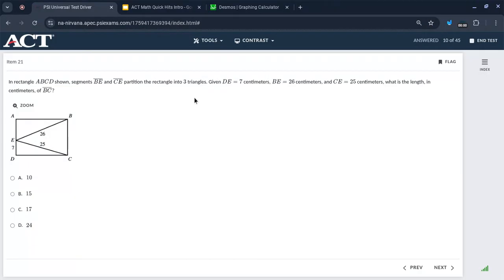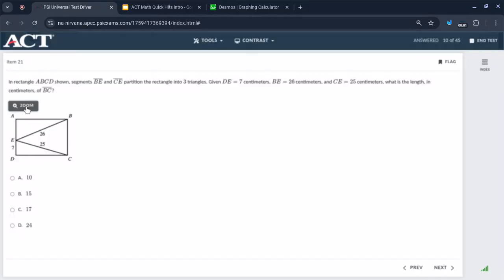All right, so today we have a geometry question here. It gives us a rectangle, and it says these segments BE and CE partition the rectangle into three triangles. Then it gives us the length of DE is 7. It tells us BE is 26 and CE is 25. What is the length in centimeters of BC? So we're trying to find this side of our rectangle here. The fact that it's a rectangle helps because it tells us about right angles.